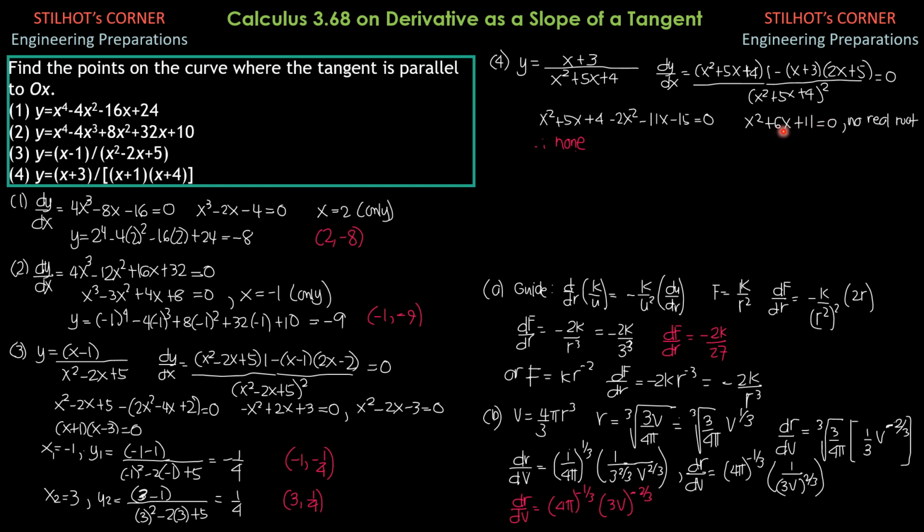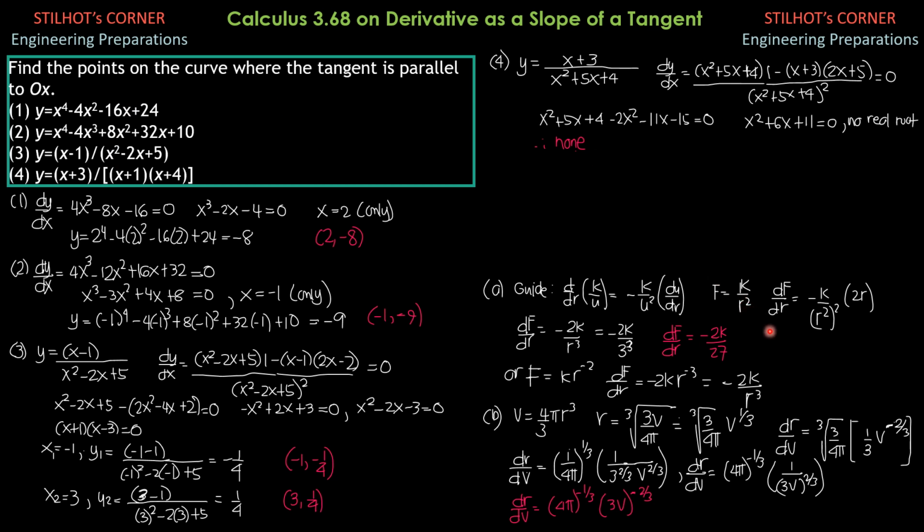So there is no real root because the discriminant, b squared minus 4ac, so 6 squared, 36, minus 4 times 1 times 11, 36 minus 44 is negative 8. Because the discriminant is negative, there is no real root. Therefore, there's no point on this curve where the tangent is parallel to OX. So that's it for that part.